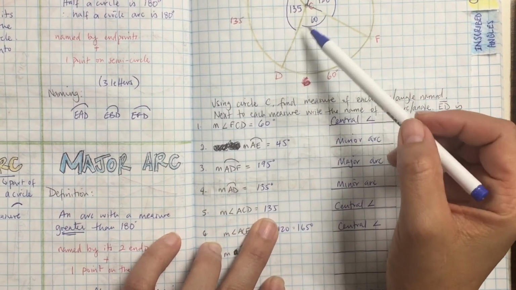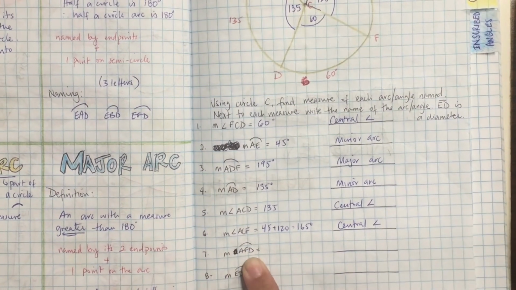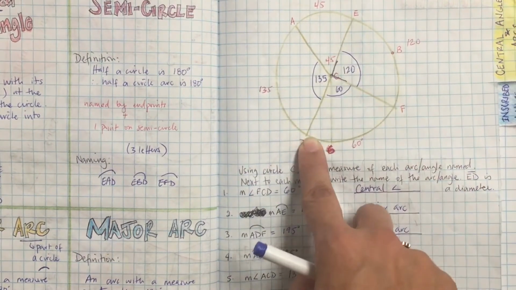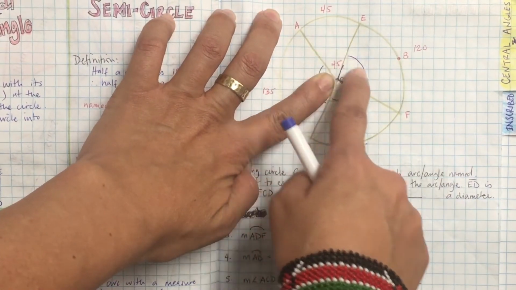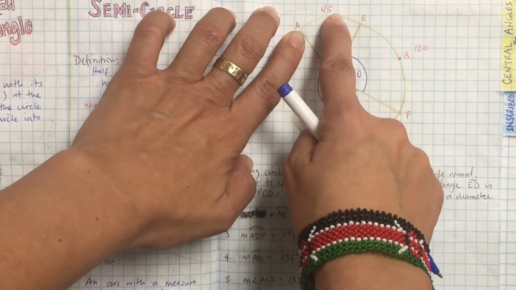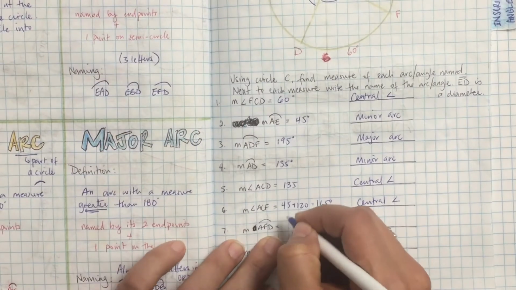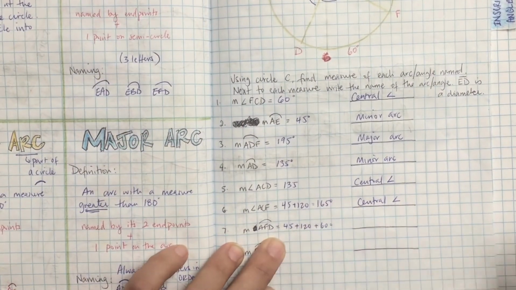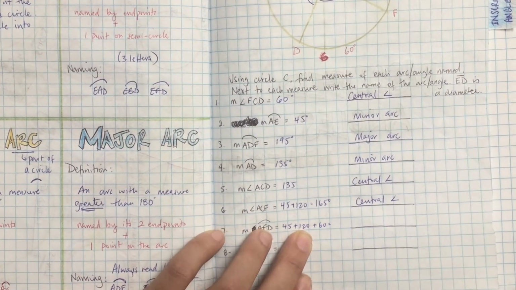Alright, the measure of arc AFD. So it's going to be 3 letters, major or semicircle. We just have to figure it out. AFD: AF, and then D. So I have to go all the way around like that, and add everything around so I can see what it is. 45 plus 120 plus 60 gives me 225. 225 is bigger than 180. So that's a major arc.